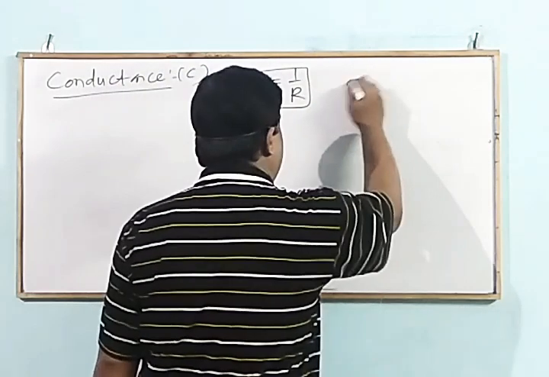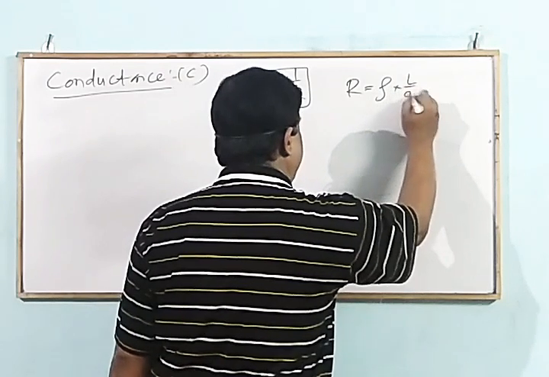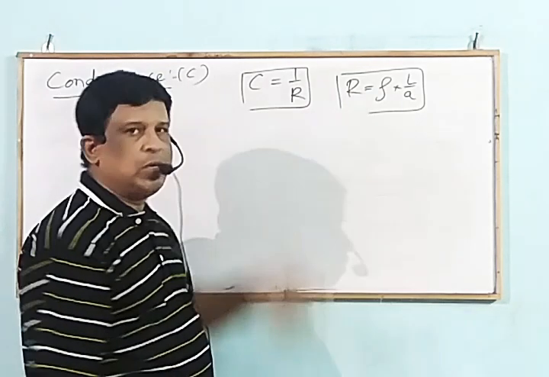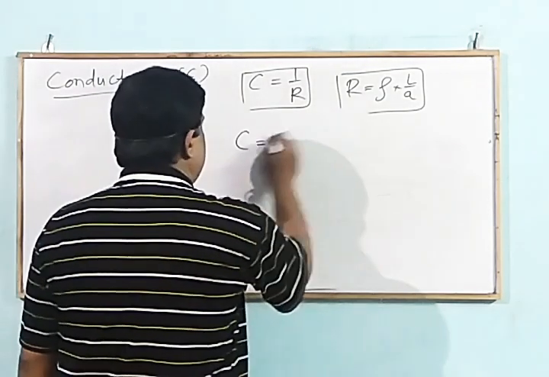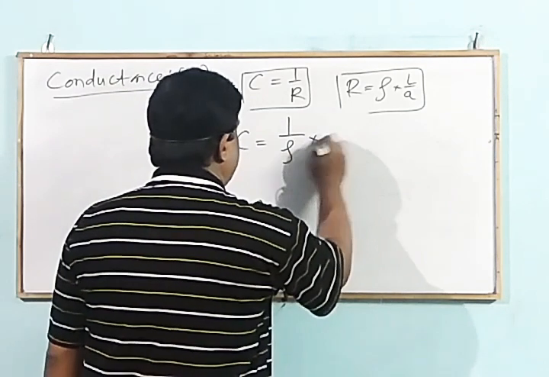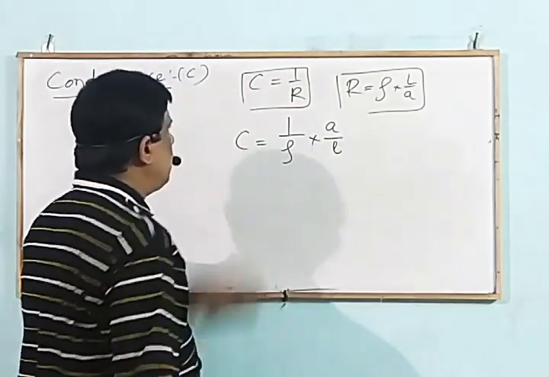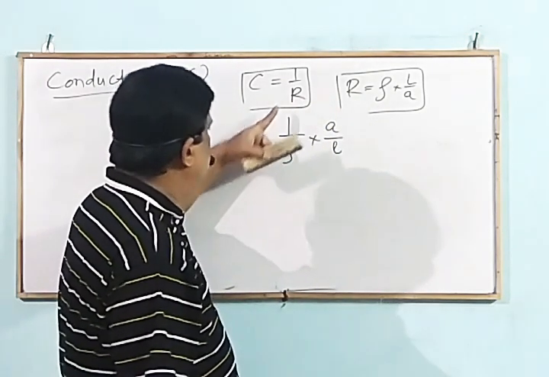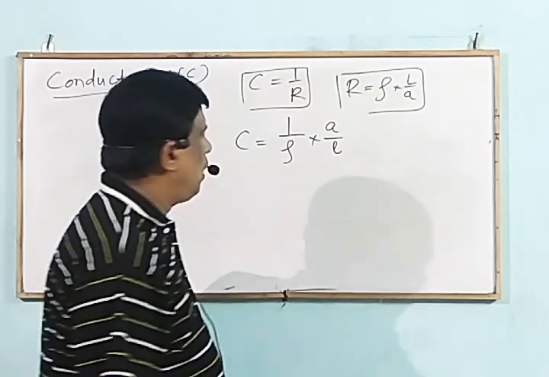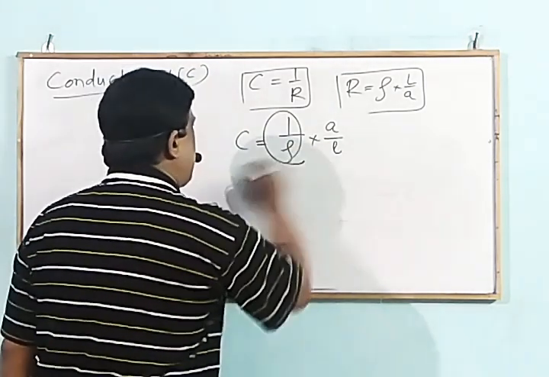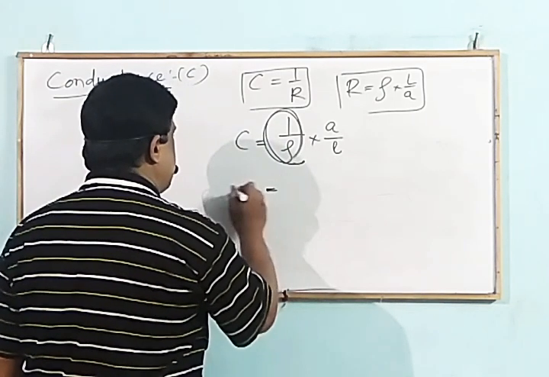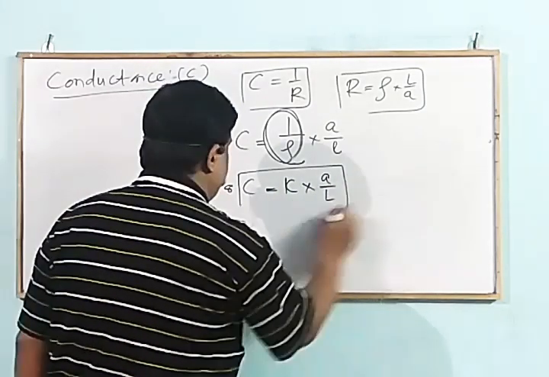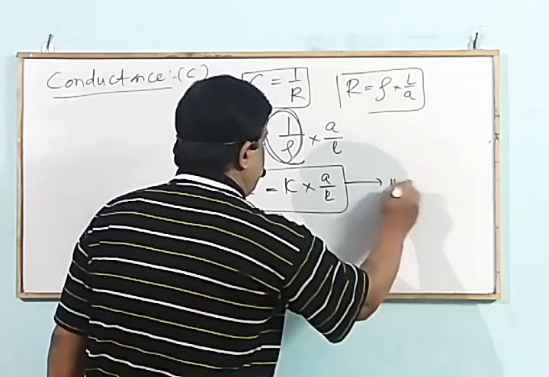We know that previously R is equal to rho into L by A. So putting the value of resistance from this equation in this equation, we have C is equal to 1 by rho into A by L. Mark that. This is the reciprocal of specific resistance, or C is equal to kappa into A by L. Mark that, that is equation 2.